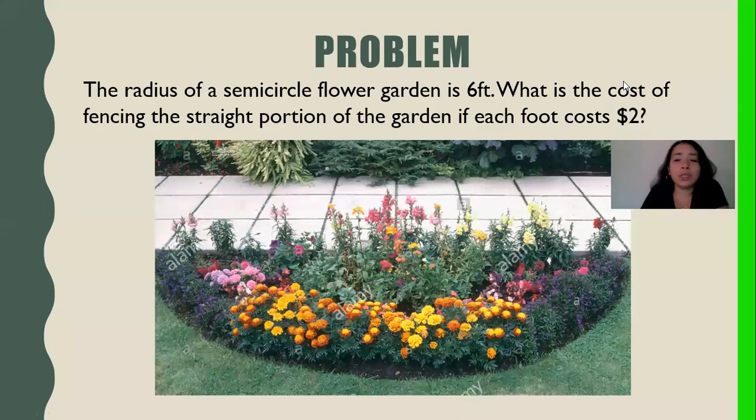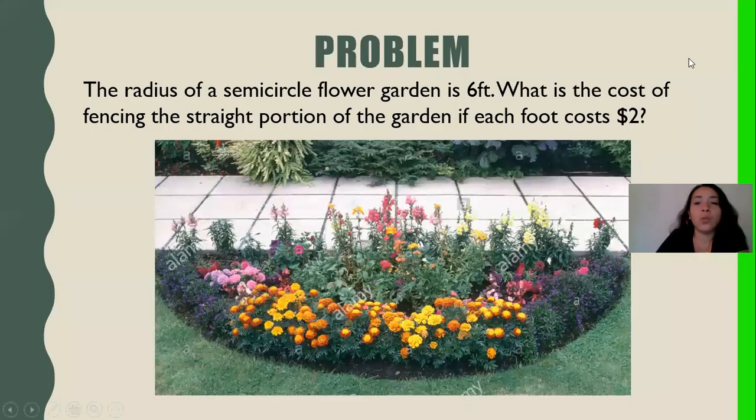So I'm gonna go ahead and do a second read. For my second read, the radius of a semicircle flower garden is 6 feet. What is the cost of fencing the straight portion of the garden if each foot costs $2? Do you remember what we focus on for the second read? Since we focused only on what is the math that they give us, we looked at 6 feet and we looked at $2.